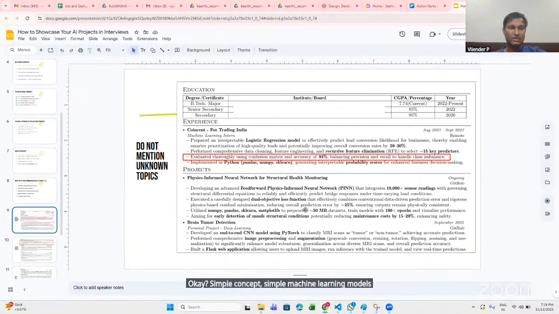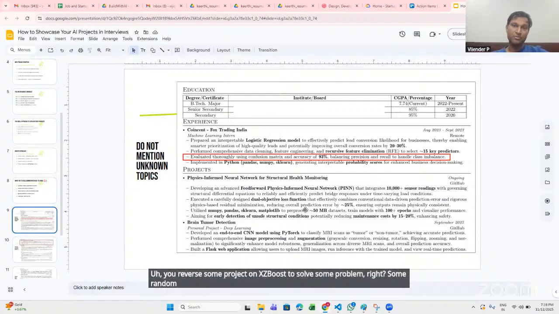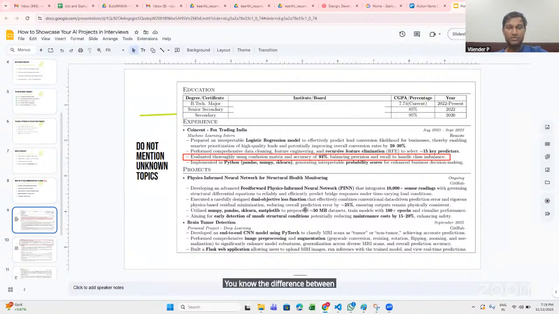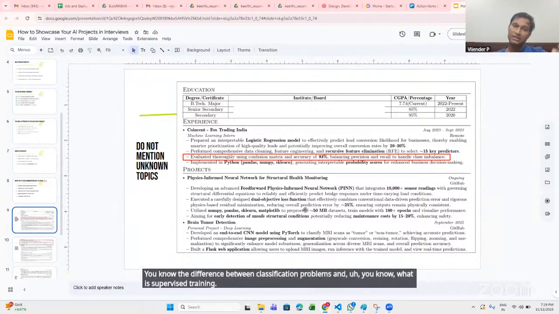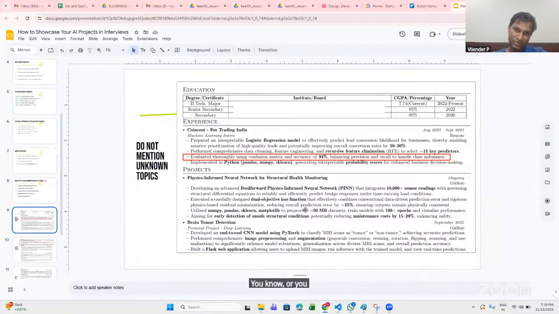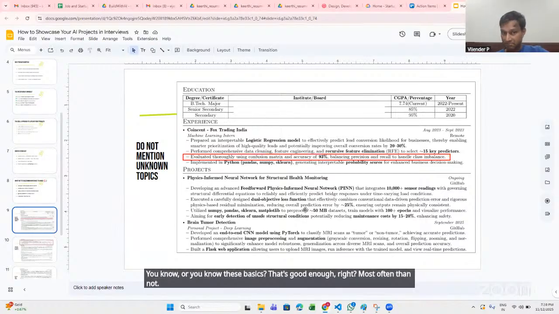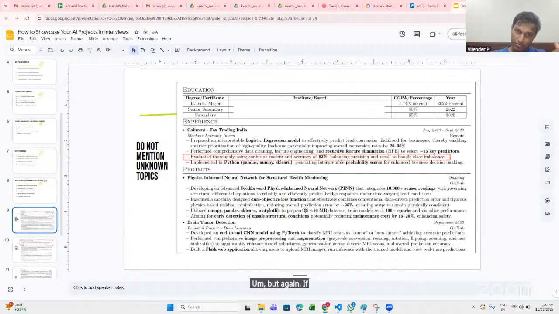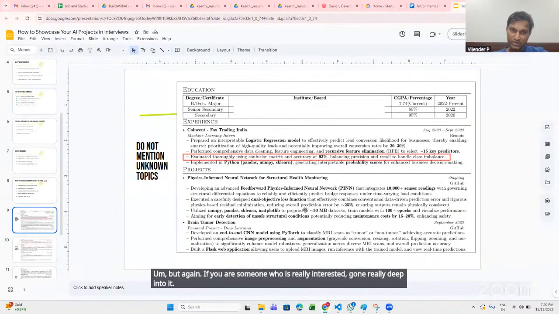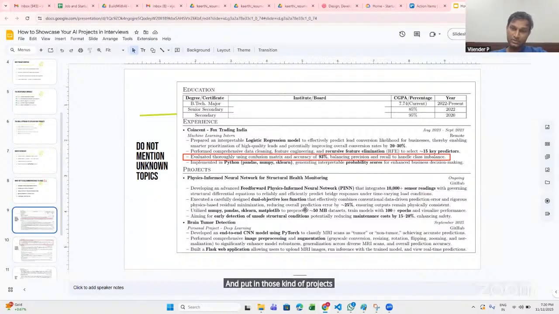If you have done some project on XGBoost to solve some problem, some random forest to solve some problem, logistic regression to solve some problem. You know the difference between classification problems and what is supervised training, unsupervised training. Or these basics. That's good enough, right? Most often than not. But again, if you are someone who is really interested, gone really deep into it, and put in those kinds of projects, great. There's nothing stopping you.